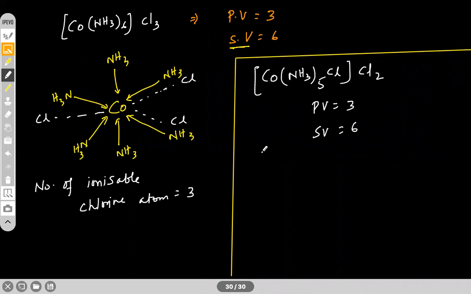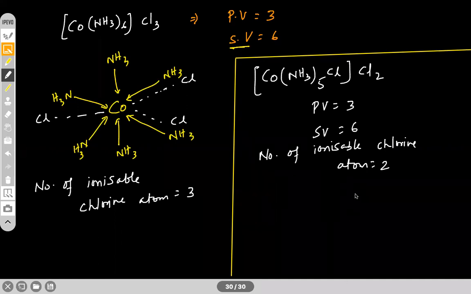And the number of ionizable chlorine atoms is what? Tell me, guys. The number of ionizable chlorine atoms is 2. The ion which is performing dual behavior is not ionizable because it is inside the square bracket. We cannot ionize the chlorine atom which is present inside the square bracket. So the number of ionizable chlorine atoms is 2. Did you get it?